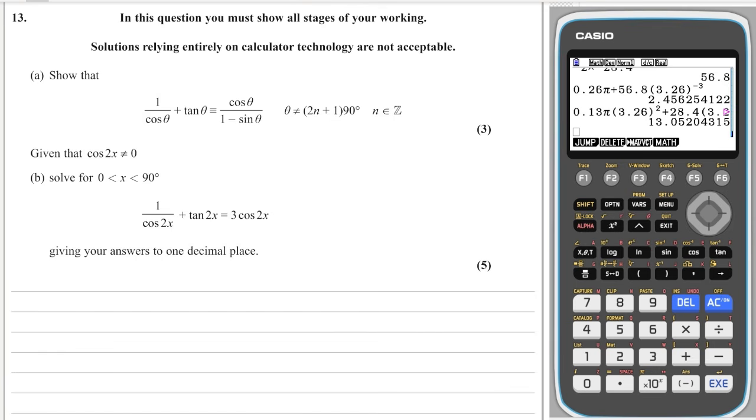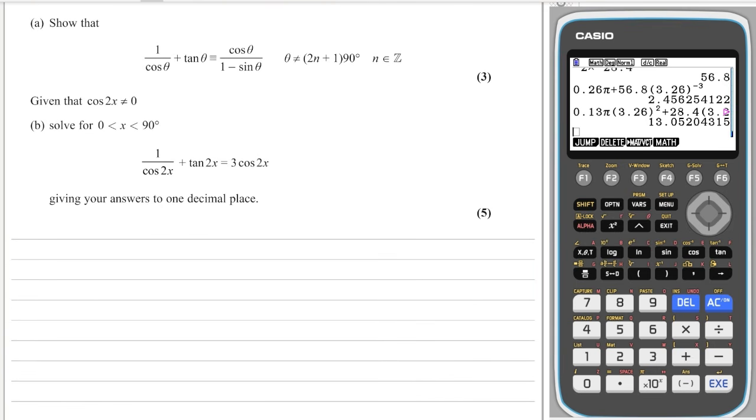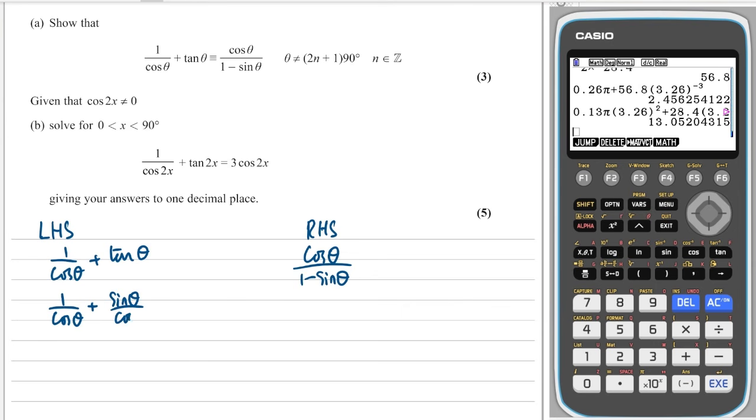Okay, question 13 is a tricky trig question. What I will always do is I'll write left-hand side here and I'll write right-hand side here. I'll write out the left-hand side like this, and I'll also write out the right-hand side like this. And the first thing I'll notice is that tan can be written as sine over cos. So I'm going to do my substitution there. I can swap out tan for sine over cos.